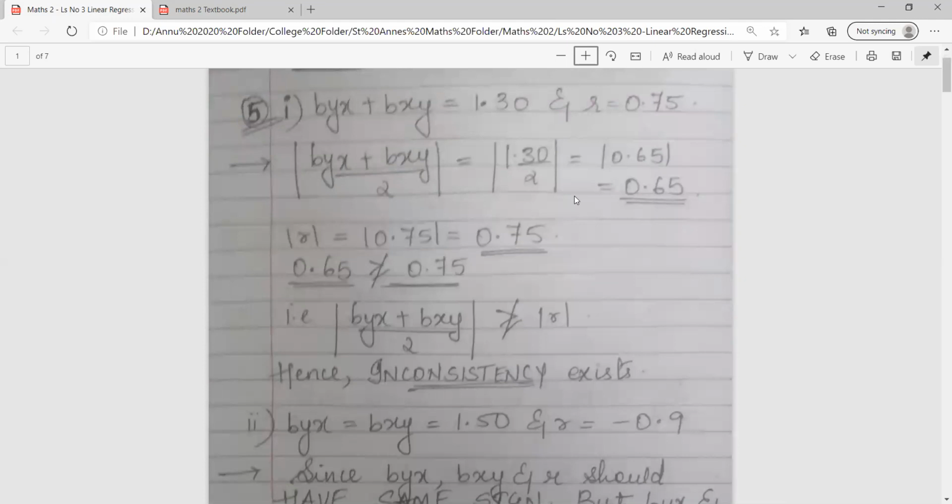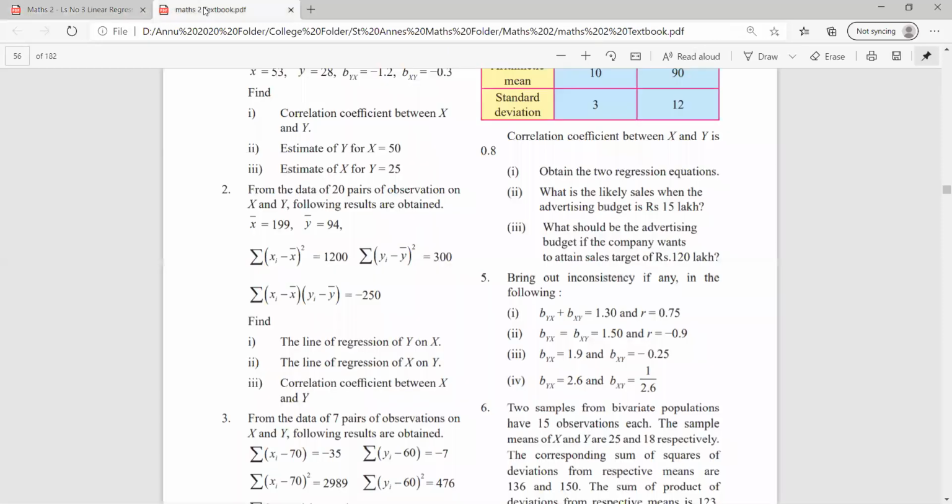But in this case, as you can see, class, on adding both the regression coefficients and dividing by 2, I get the answer 0.65. On the other hand, mod of r is 0.75. Hence, can I say 0.65 is greater than or equal to 0.75? It is not greater than or equal to 0.75. So that means the property is not satisfied. Hence, there is inconsistency. So class, some of the properties which I have taught you yesterday, you have to be clear regarding that.